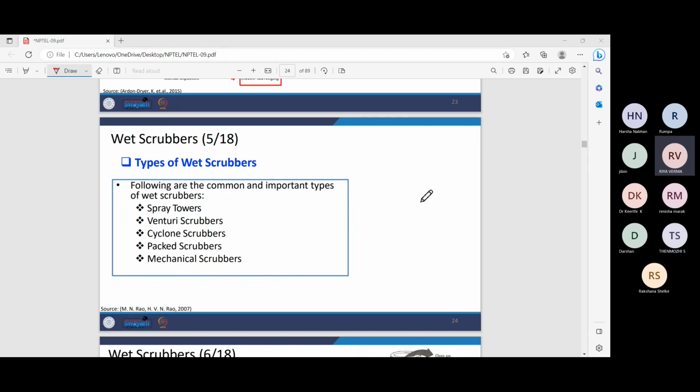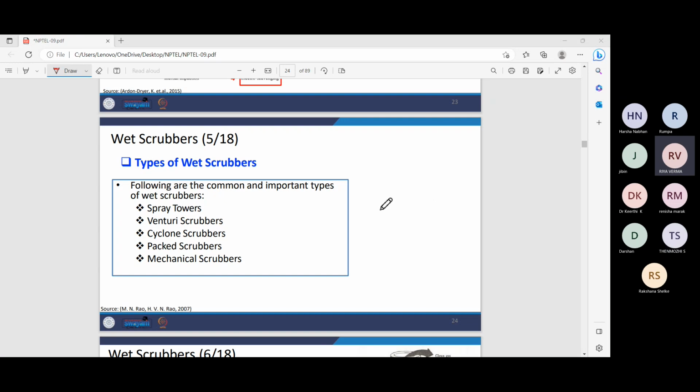I guess they will not be asking very detailed numericals. I hope they won't ask very long numericals. But the concepts will be asked from these pollution control devices. They may ask you to use a certain formula and find out certain values, so that kind of question may be asked there. But basically, some conceptual questions will be there from these pollution control devices.